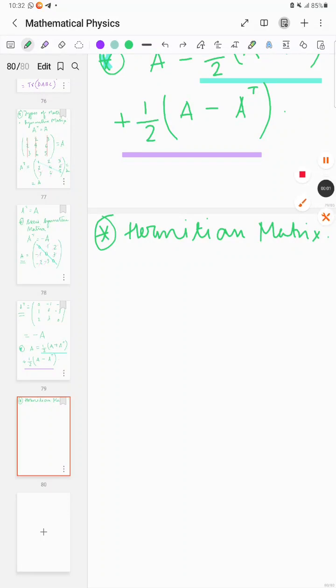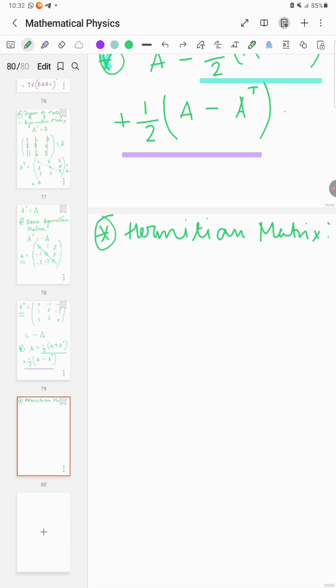We have come to a new topic under matrices, which is the Hermitian matrix. When matrix elements were all real, we had to check the matrix for symmetric or skew-symmetric matrix, right? But what if the matrix elements are not all real? There are imaginary or complex elements as well. Then we need to check for Hermitian or anti-Hermitian matrix.